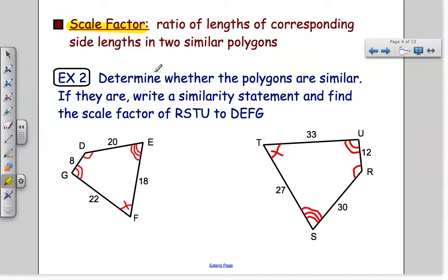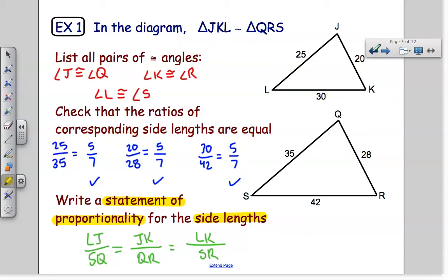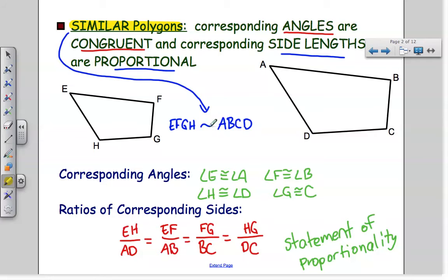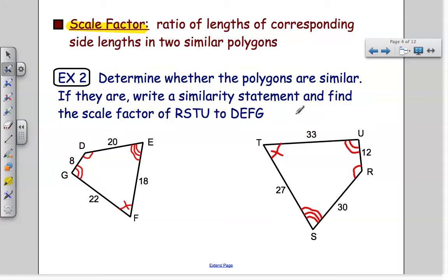So in this example, I want to determine whether the polygons here are similar. If they are, I'm going to write a similarity statement. Now a similarity statement is what I did right here with that similar symbol in between. So maybe if you want to add that this is a similarity statement here. It's just stating that two figures are similar. And then I want to find the scale factor, meaning the ratio of the sides. Alright, so first, are they similar?